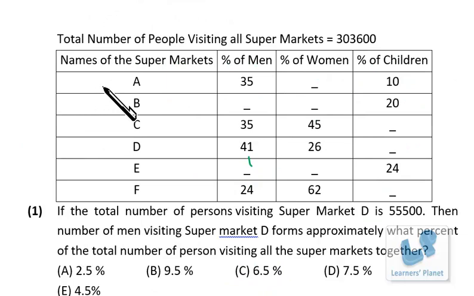Total number of people visiting all supermarkets, 3,36,000. Name of the supermarkets A, B, C, D, E, F. In all 6 supermarkets, percentage of men, women and children. Right. So now go to the question directly. If the total number of persons visiting supermarket D is 55,500, right? So this is total number is 55,500.